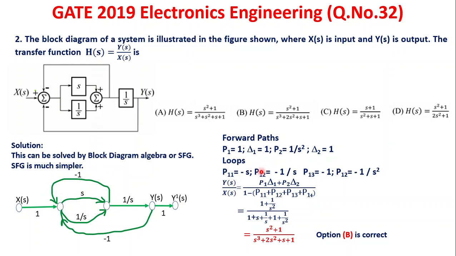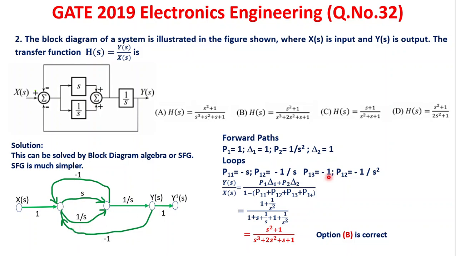So P11 is minus S. Then from this to this, this to this. So minus 1 by S, that is another path. Then this to this, this to this, this to this. So S into 1 by S into minus 1. So 1 into minus 1 is minus 1.